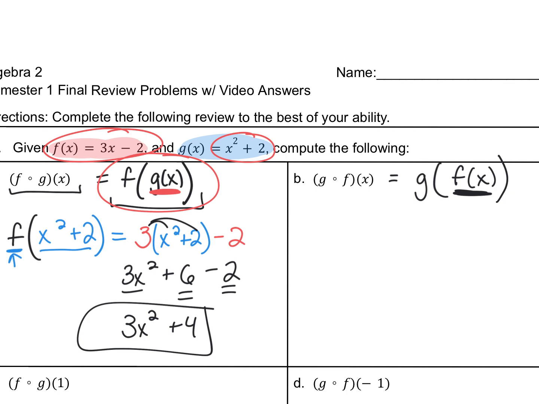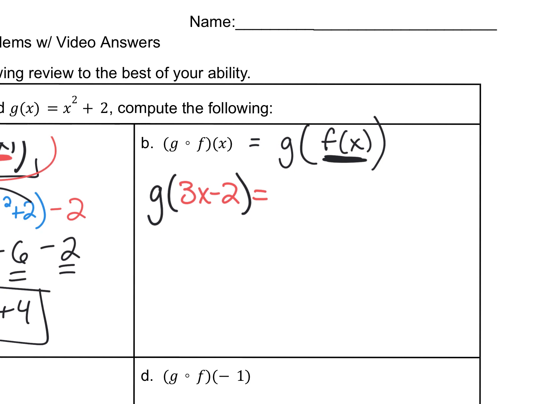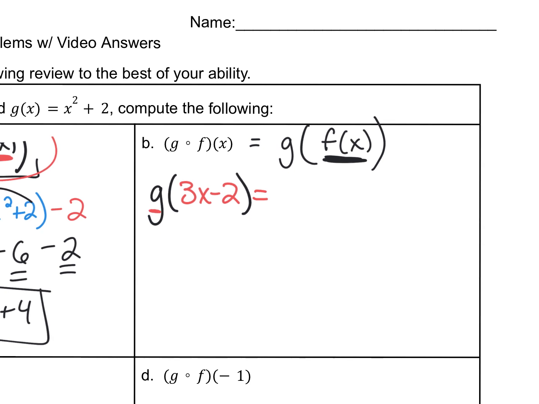So if I go over here, let me erase some of this color so that we don't get confused. If I go ahead and replace f of x with 3x minus 2, that's going to look like this: g of 3x minus 2, because again, that's f of x. So now I'm dealing with g of 3x minus 2. Well, now I'm just dealing with g. I'm plugging 3x minus 2 into g. So how do I do that? I plug it in everywhere where I see the letter x. So I'm going to go do that.